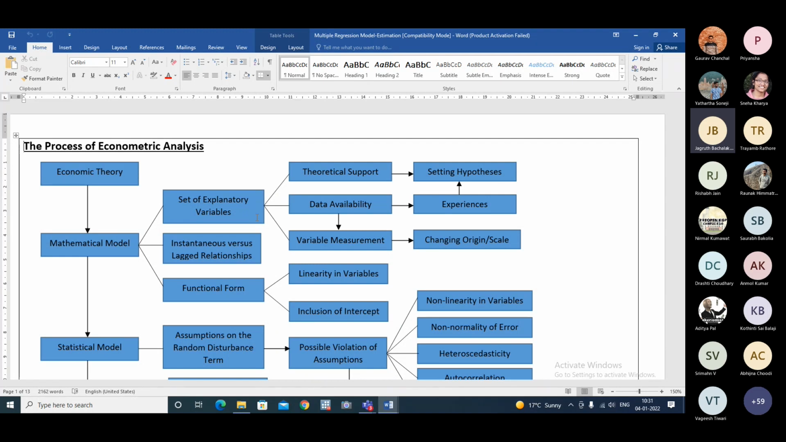Like one can write demand as a function of price of the commodity. One may also write demand as a function of price of the commodity, prices of the related commodities, income of the consumer, etc. In fact, we have studied both in economics.